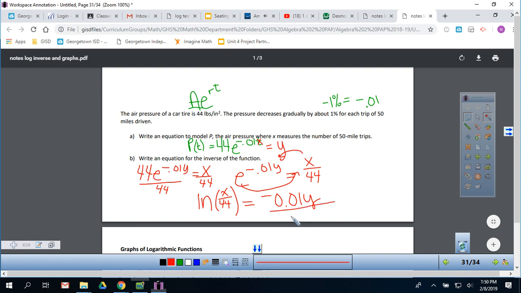And then we're going to divide to get y by itself. So y equals natural log of x over 44 divided by negative 0.01. And that's it. Just like that, right? Almost.